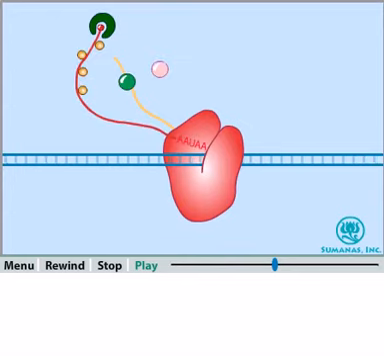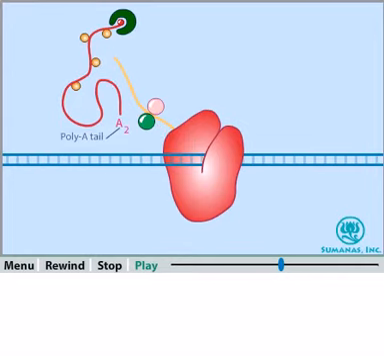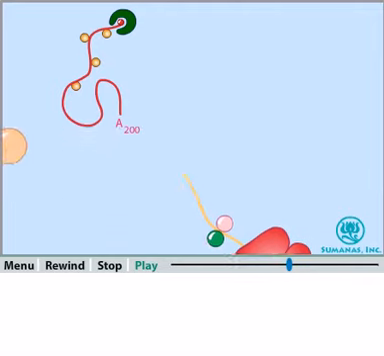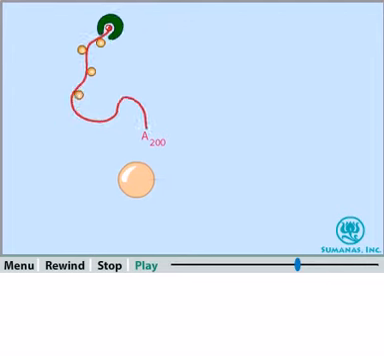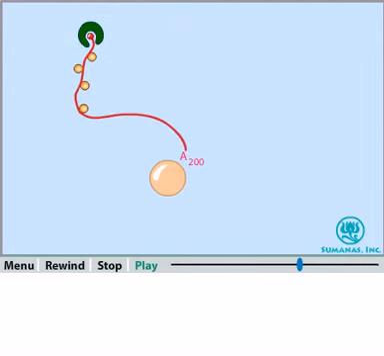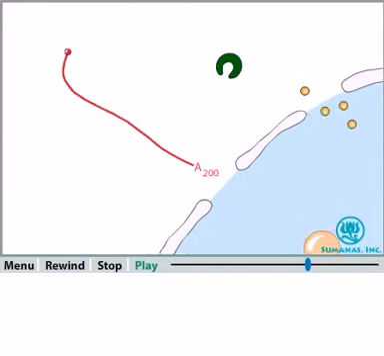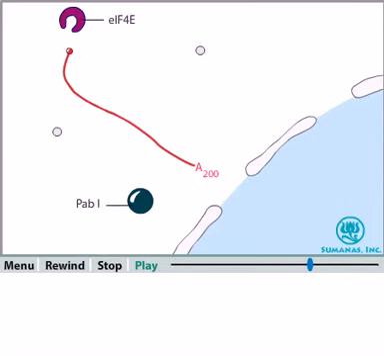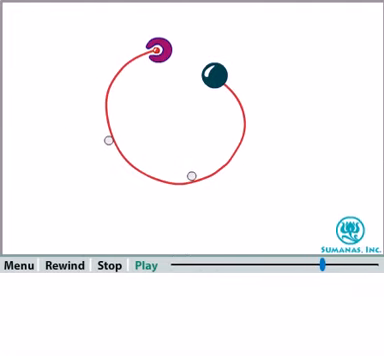At a polyadenylation signal, a protein complex cleaves the mRNA and adds a poly-A tail on the 3' end. A poly-A binding protein and a cap binding complex protect the mRNA and aid the RNA's export into the cytoplasm. There, an initiation factor binds the cap, while other proteins bind the mRNA and poly-A tail. The message is now prepared for translation.